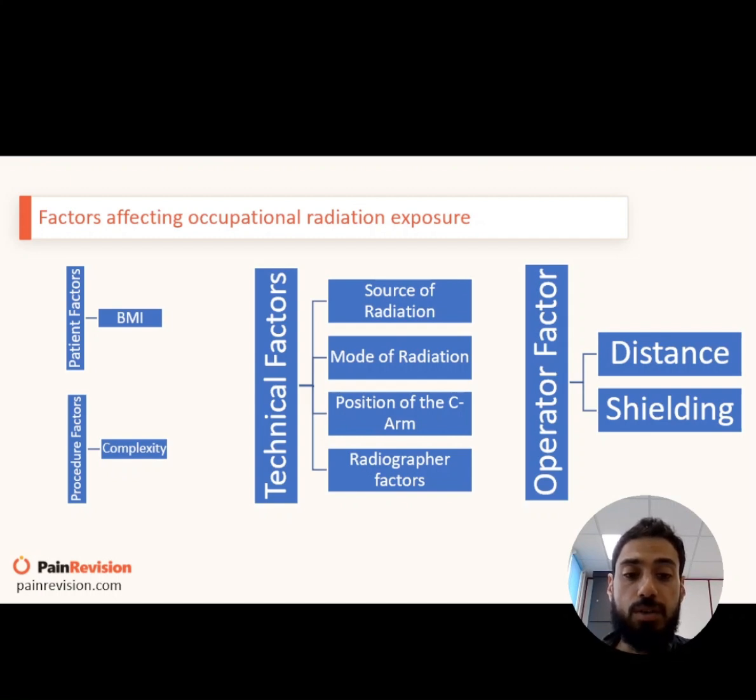Finally, you've got the operator factors, which is distance and shielding. And shielding here is self-explanatory. It refers to the use of lead material. So whether these are lead goggles, lead thyroid shields, or lead aprons, making sure that they are all adequate, that they are covering the area correctly, and that they are used by all members of staff. And then the distance is something I'll talk about in one of the next slides also.